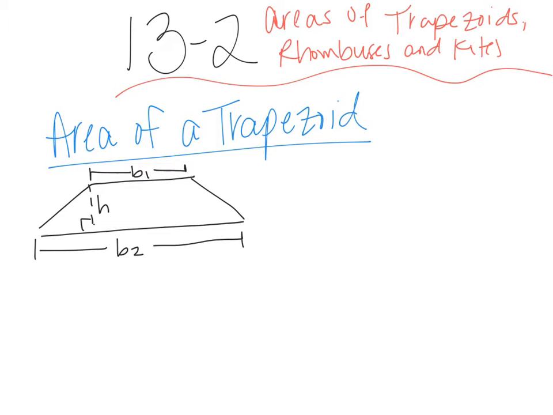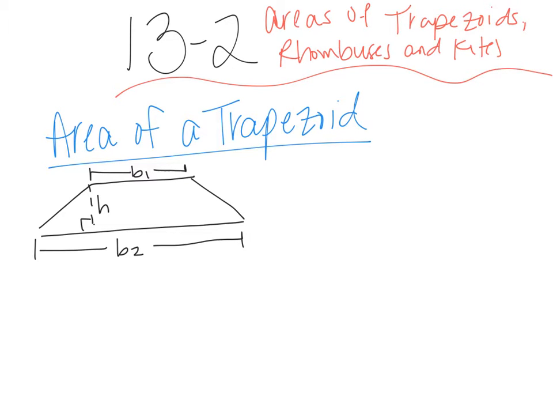So the first one is the area of a trapezoid. In this picture you see a trapezoid. Remember that a trapezoid's opposite bases are parallel to each other. So base 1 and base 2, they're labeled B1 and B2.